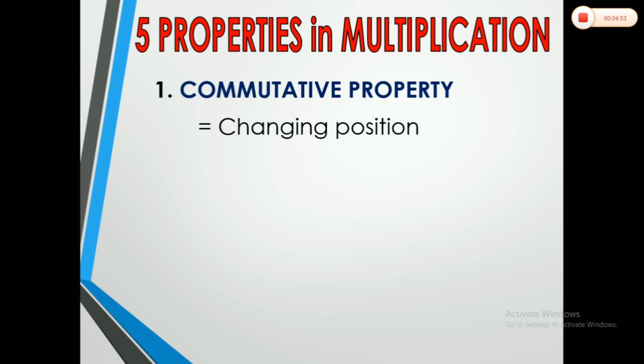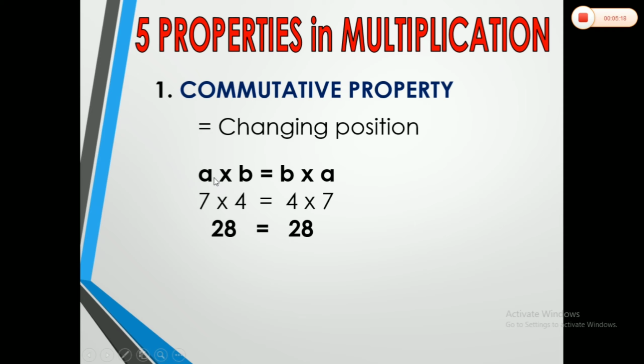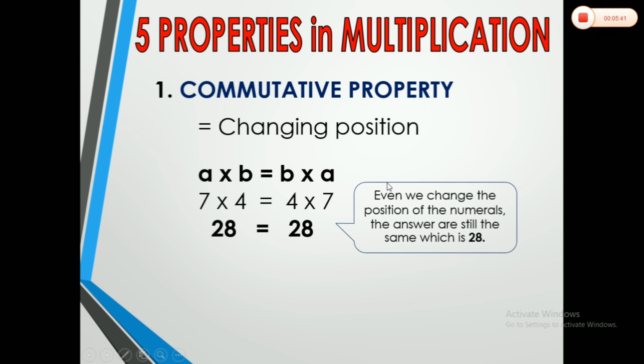When we say commutative property, it means changing position. Yes, you're right. Commutative property can be used in addition too. This is what I'm talking about. So you can change their position. So the first one is multiplicand, the other one is multiplier. When we change their position because of this property, it becomes multiplier multiplied by multiplicand. So it doesn't matter if you change their position. Even if we change the position of the numbers, the answer is still the same, which is 28.